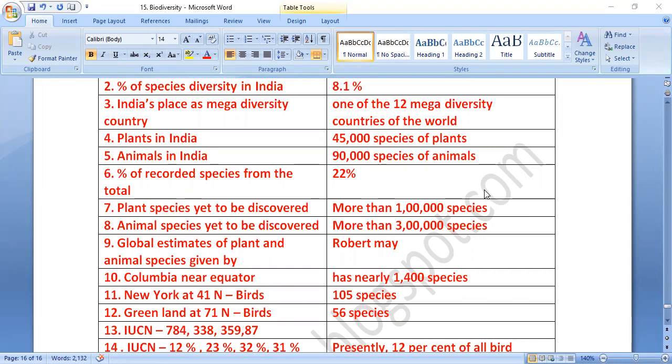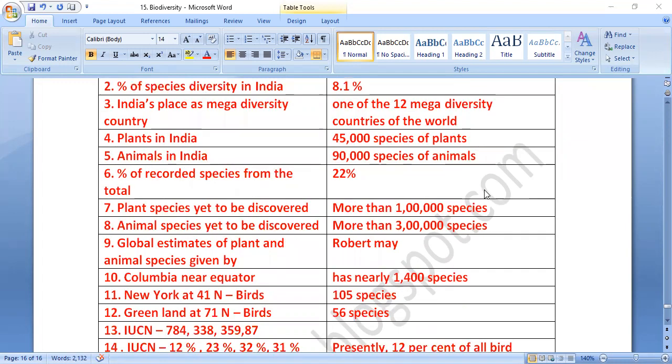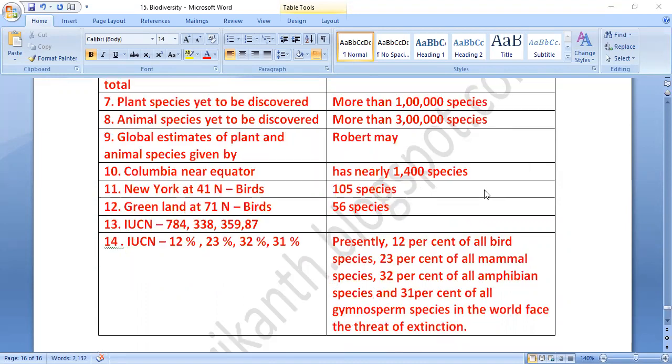India has 45,000 species of plants and 90,000 species of animals, about 22% of the total recorded species. More than 1 lakh plant species and more than 3 lakh animal species are yet to be discovered, according to global estimates given by Robert May.